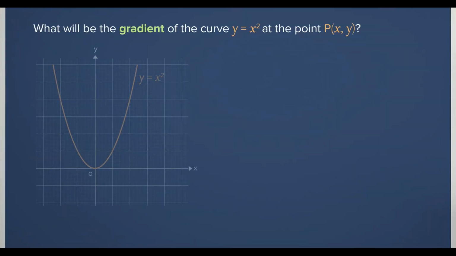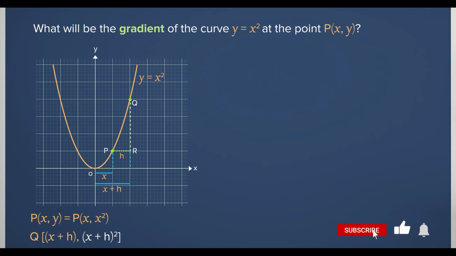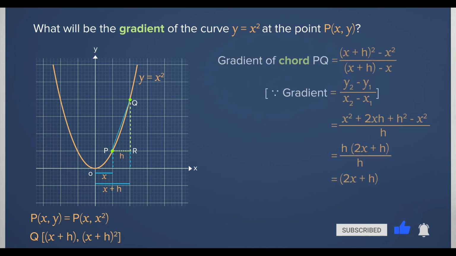Could you be more specific with an example? No problem. Take a look at this example. For curve y equals x squared, point P(x, y) will be equal to P(x, x squared). Let's have point Q on the curve, which has the x-coordinate x plus h, where h is a small increment. The coordinates of Q will be (x plus h, (x plus h) squared). Now find the gradient of the chord PQ.